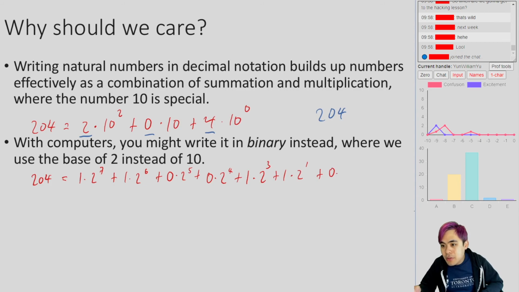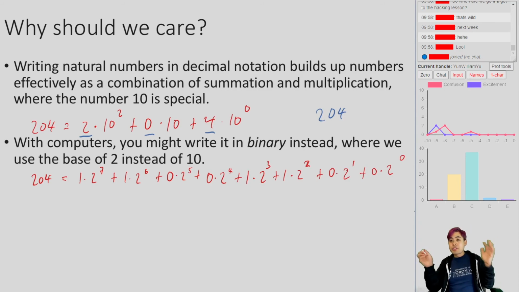Oh, wait, did I do that wrong? Did I skip a number? 7, 6, 5, 4, 3... Oh, 2 to the 2 plus 0 times 2 to the 1 plus 0 times 2 to the 0. Okay, so it turns out that those two are actually equal. You can double check it if you would like.